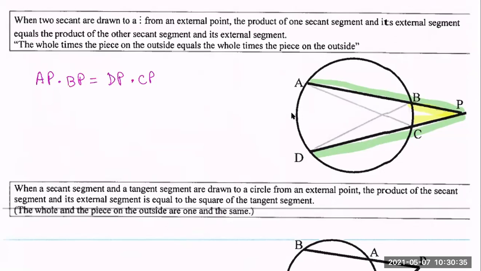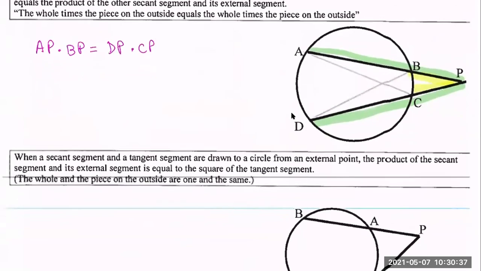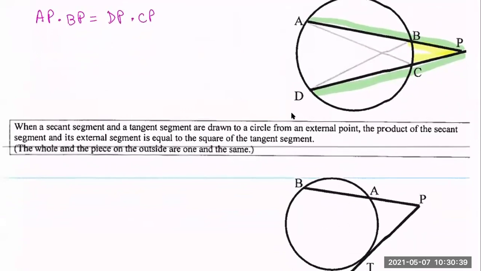Okay, and our very last one here, you'll notice that it's kind of lopsided now, but it's really the same thing, a special case of it. So if you apply the same pattern we were using earlier, if you trace the whole entire secant segment, that's BP. And then the piece on the outside would be the AP part. So the whole piece, BP, times the piece on the outside, AP.